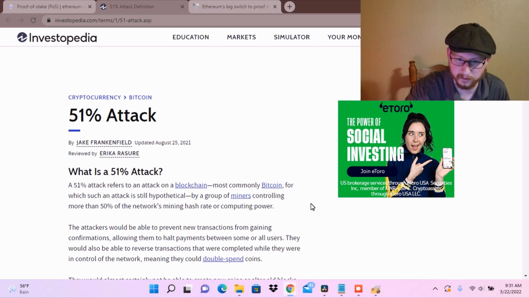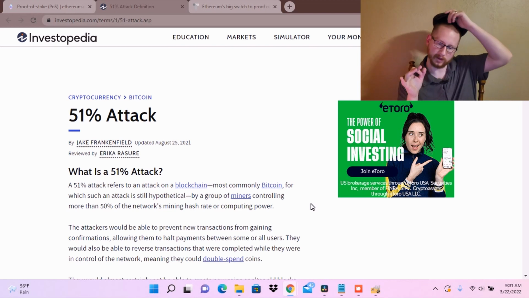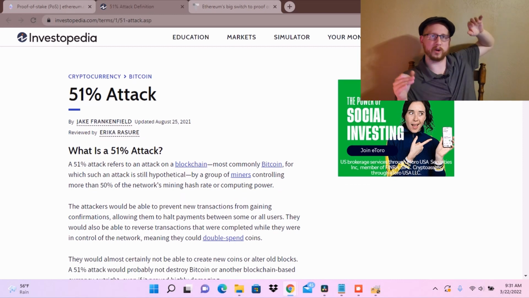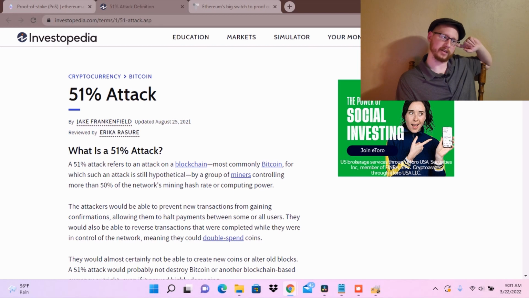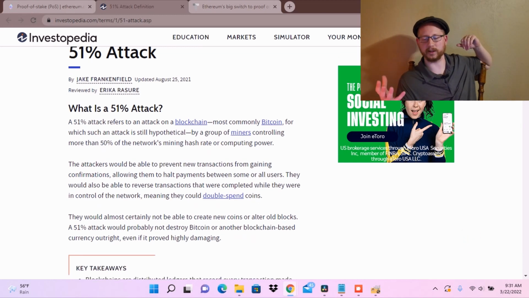I'm going to click this. A 51% attack refers to an attack on a blockchain, commonly Bitcoin. This attack is hypothetical, by a group of miners controlling more than 50% of the mining hash rate or computing power. So a 51% attack is dealing with the computing power. With proof of work, you have to worry about computing power. On proof of stake, I think you have to worry about owning more than 50% of the overall supply.